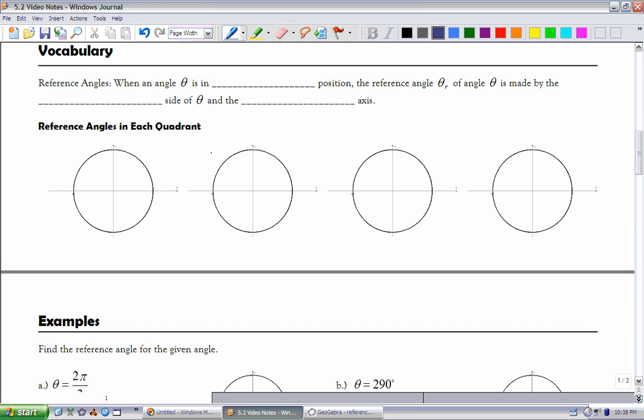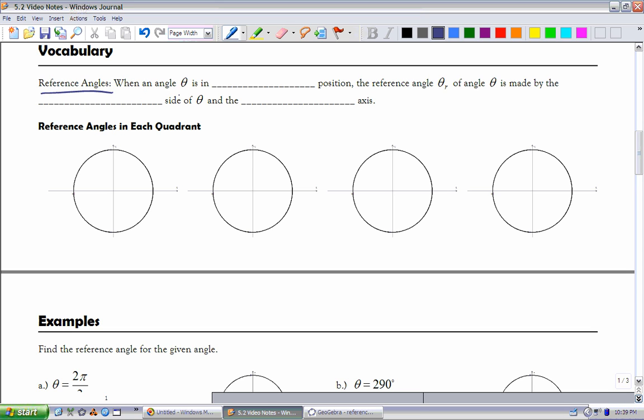Okay, this next section is very crucial to understanding the expansion of trigonometry that we'll do in this course, and that is reference angles. Reference angles are used to help us evaluate these trig functions. We'll talk about them here in detail.